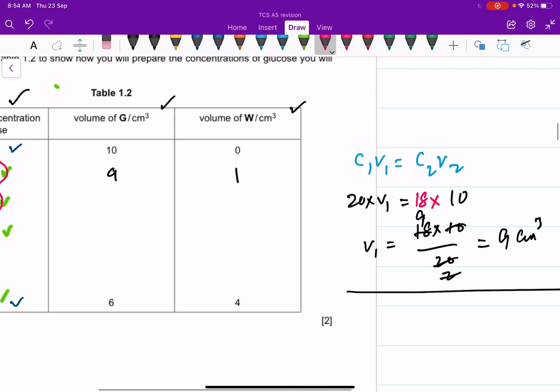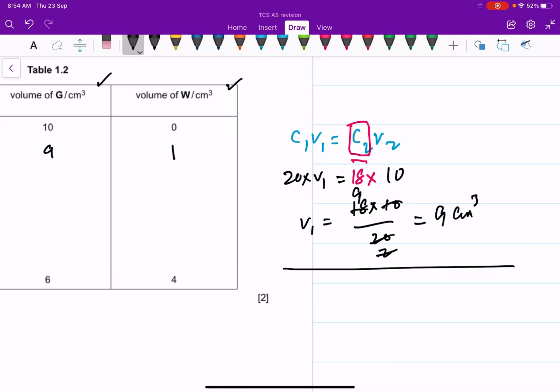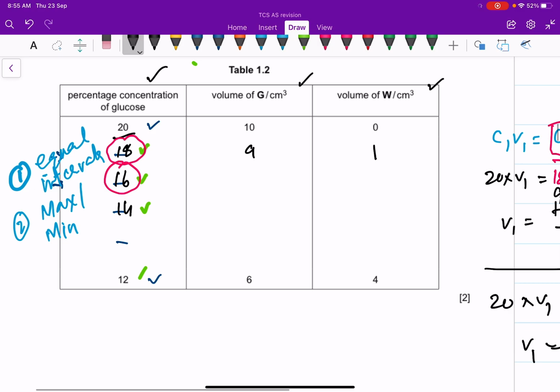Similarly, to prepare the other concentration, which is 16%, what we will have to do is put this 16% in place of C2. The rest of the other values would stay the same: 20 into V1 is equal to 16 has to be prepared, and total volume to be prepared is 10. So V1 will be 16 into 10 over 20. So this would make 10 2s are 20 and 2 8s are 16. So V1 will be 8 in this case. So 8 cm cube V1 and 2 cm cube of water added into it to make total volume of 10.